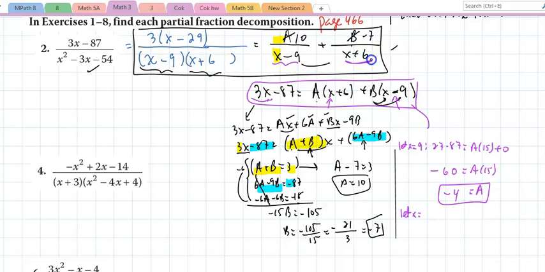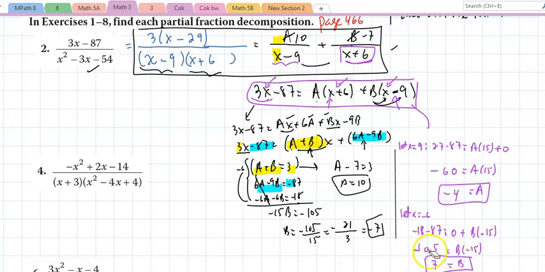Okay, and if I let x equal, what's the other value you can't have? You can't have a negative 6, not in the domain. Let x equal negative 6. If you put a negative 6 right there, 3 times negative 6 is negative 18, minus 87 equal. A negative 6 there will make that a 0. A negative 6 there will make that b times negative 15. And this is 15, 8, negative 105. So I'm getting b to be a positive 7.